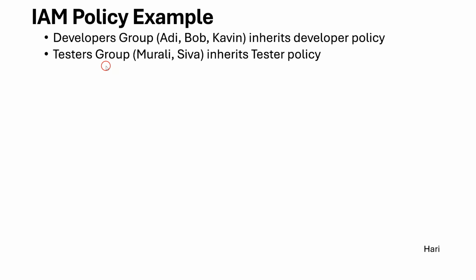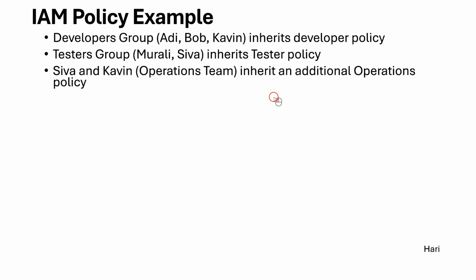Similarly, you have a testers group. Here Murali and Shiva are testers. You attach a policy to these testers called testers policy. And you have a group called operations group, where Shiva and Kevin are also part of the operations group.